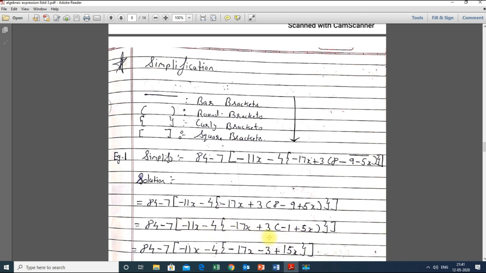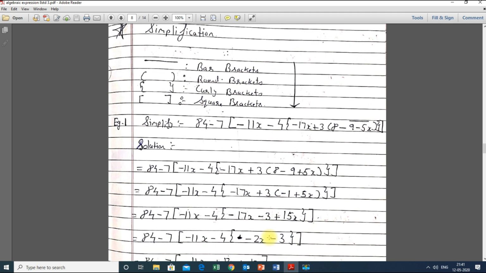Now you can see I have not opened the round bracket yet, because there is 3 over here, which is multiplication. As we know, when there is no sign between the number and the bracket, we always consider it as multiplication. So 3 will multiply with minus 1, that is minus 3, plus 3 into minus 1 is minus 3, plus into plus is plus, and 3 into 5 is 15x. So 15x, and I remove the round bracket from there.